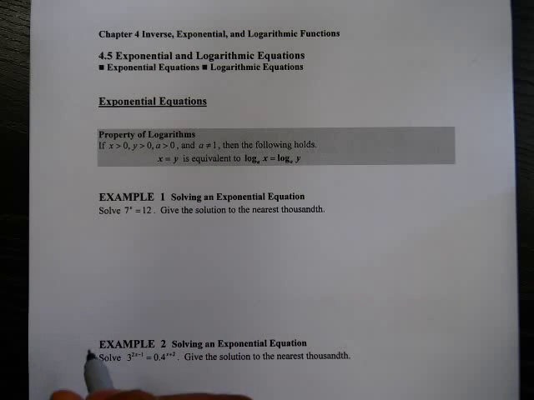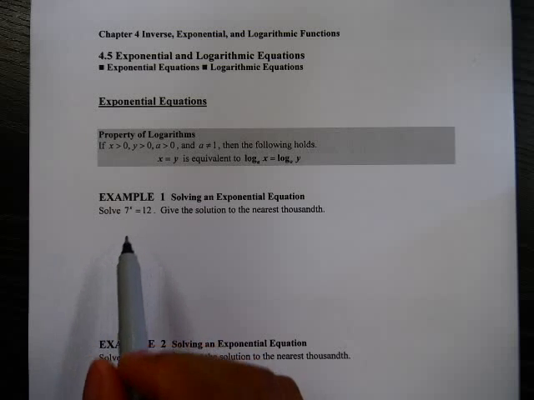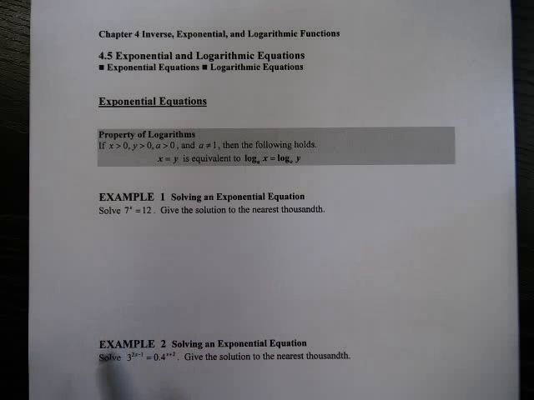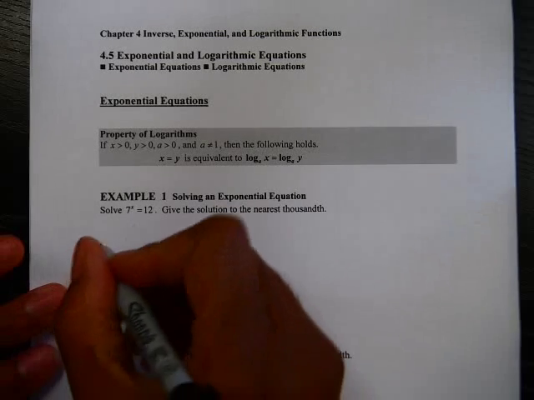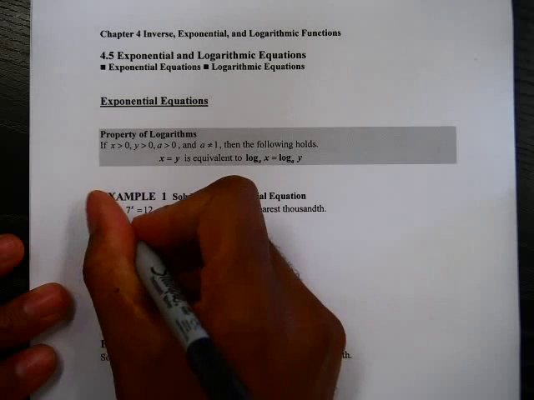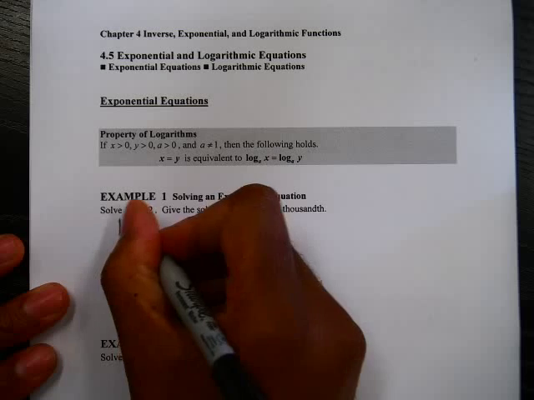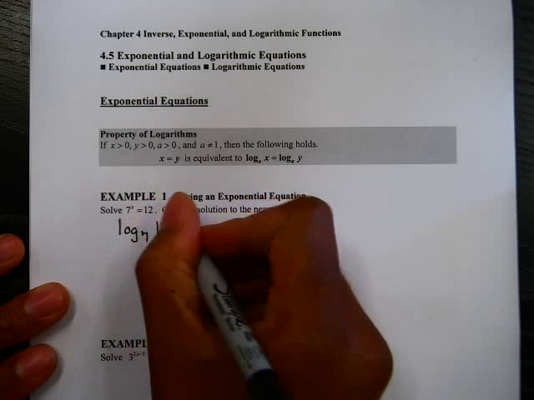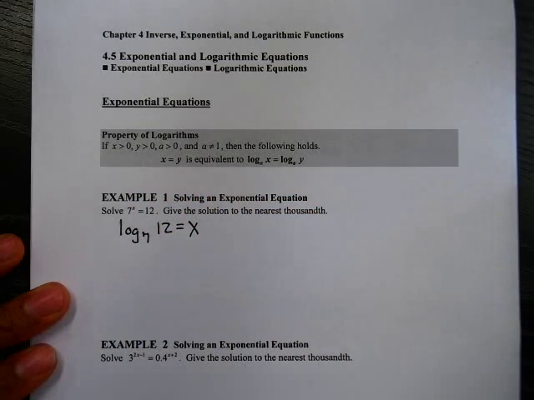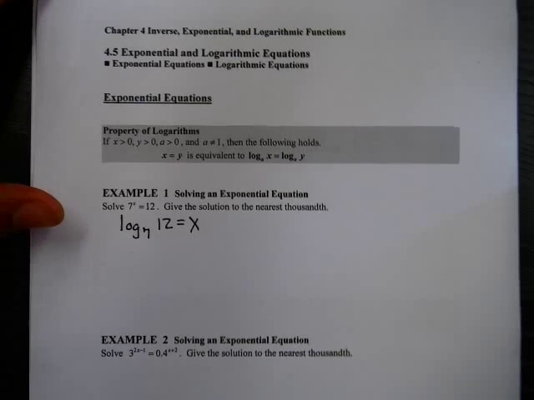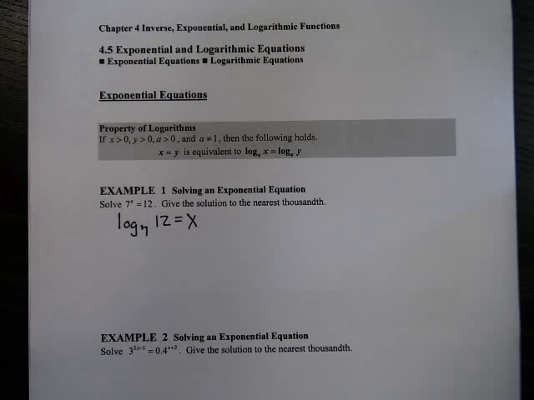Well, one thing that we can do is to convert this exponential equation into a logarithmic equation. So if I change this into a logarithmic equation, this would be log base 7 of 12 is equal to x. By making that conversion, we will be able to use the change of base theorem to solve for x.